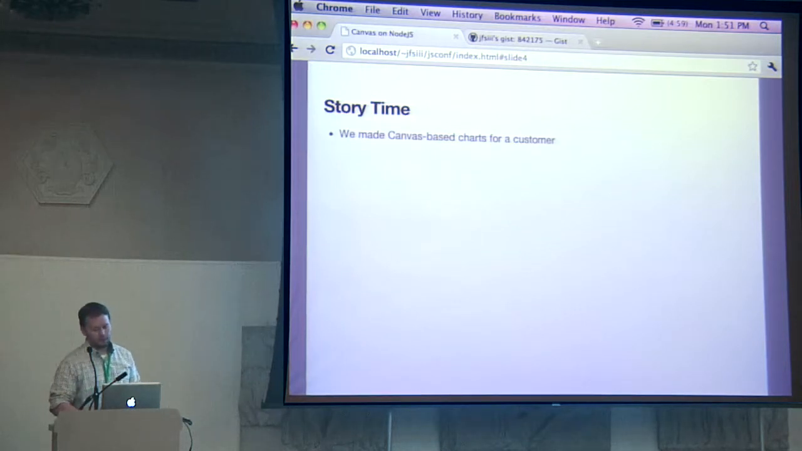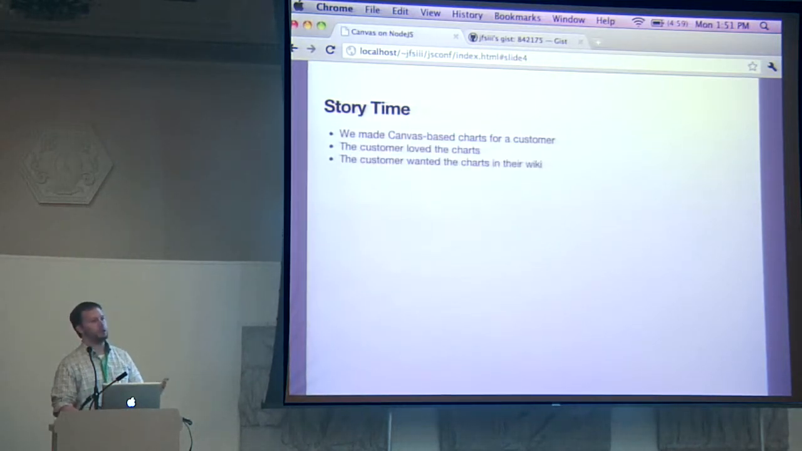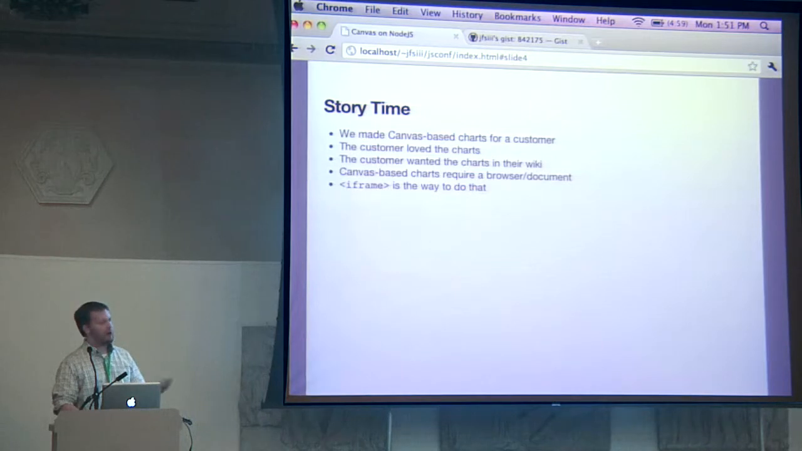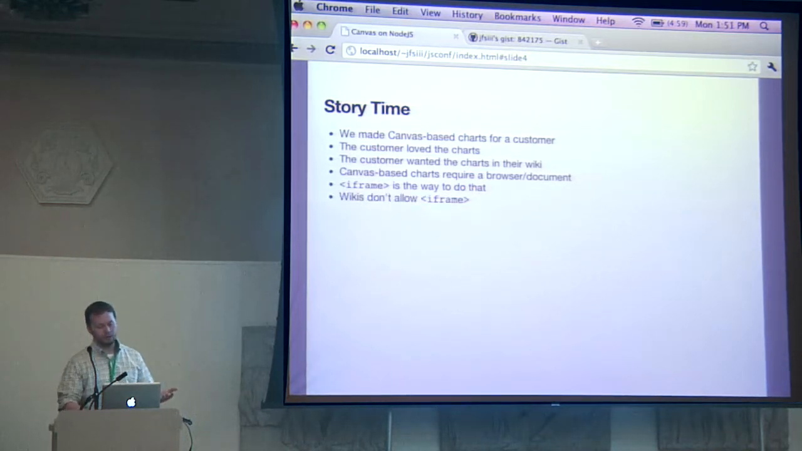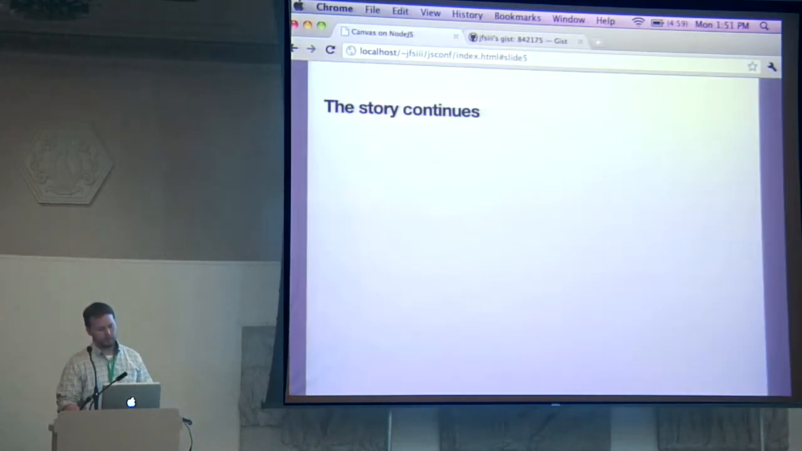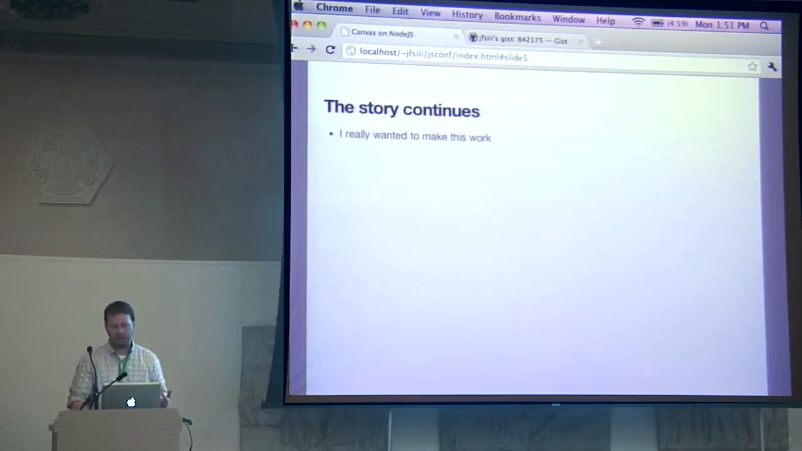So we made some Canvas-based charts for somebody, and they really liked them. They liked them so much they wanted those charts to be in their wiki. The problem is that Canvas-based charts need a browser or a document. Iframe's a good way to do that, but wikis don't allow iframes. So I really wanted to figure out a way to do this because it seemed like it was a really valid use case. It was just not possible.